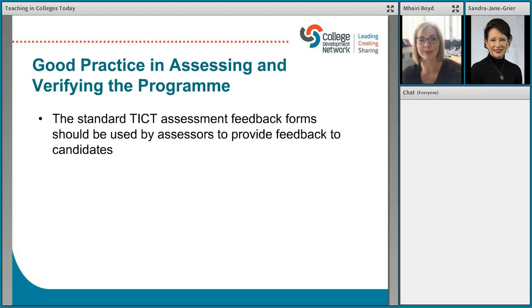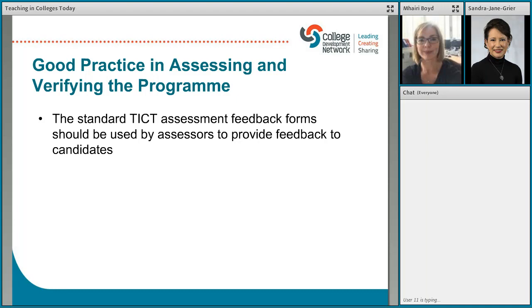My points are probably aimed at those of you who are going to be involved in assessing, delivering the programme, internally verifying, and maybe even coordinating the programme at your colleges. In terms of the use of feedback forms, last session I noticed that there was a range of different ways in which candidates were being given feedback. I think that using the recommended forms, so the record of evidence, ensures that all candidates are being given feedback in a consistent way. These forms are available on the TiCT pages on the CDN Learn Online site.